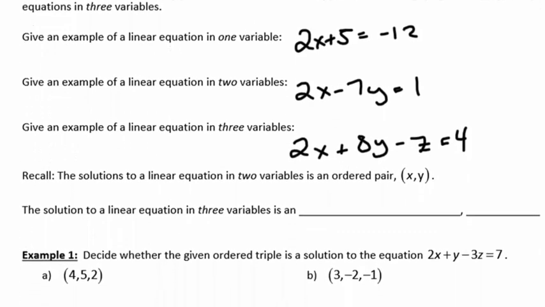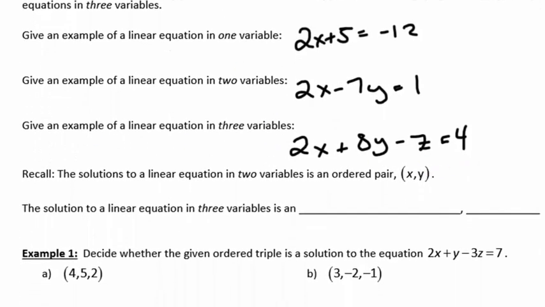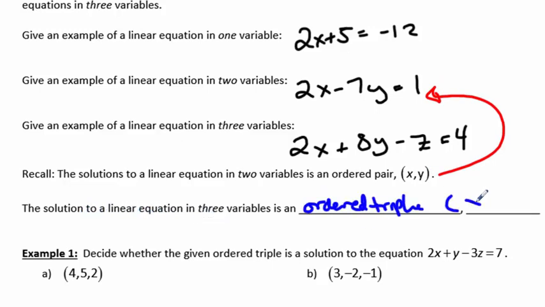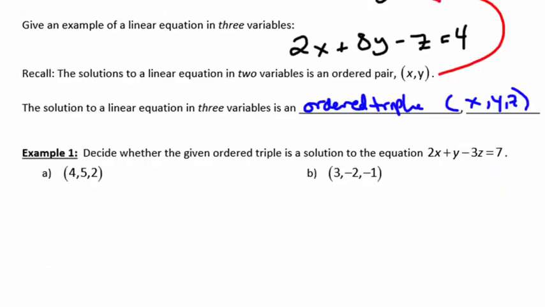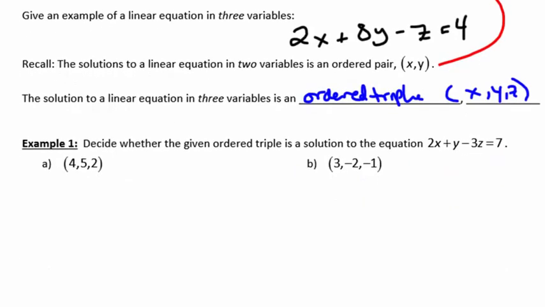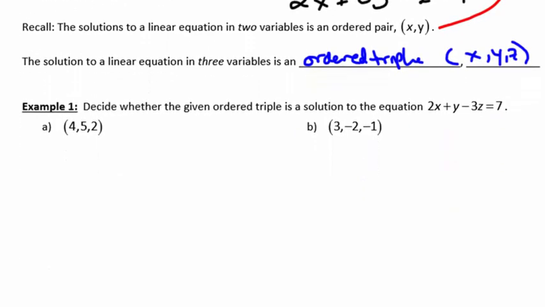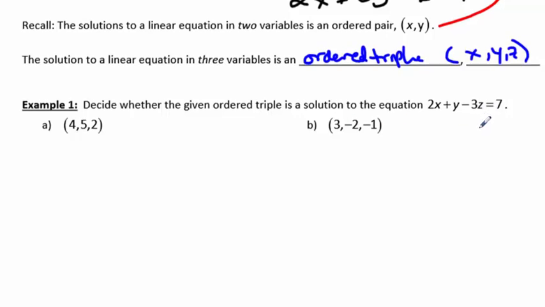Recall that a solution to a linear equation in 2 variables is an ordered pair, x comma y. The solution to a linear equation in 3 variables is an ordered triple, x comma y comma z. Decide whether the ordered triple is a solution to the equation 2x plus y minus 3z equals 7. So all we need to do is plug in the values of x, y, and z for the variables and see if 7 is the answer or not.